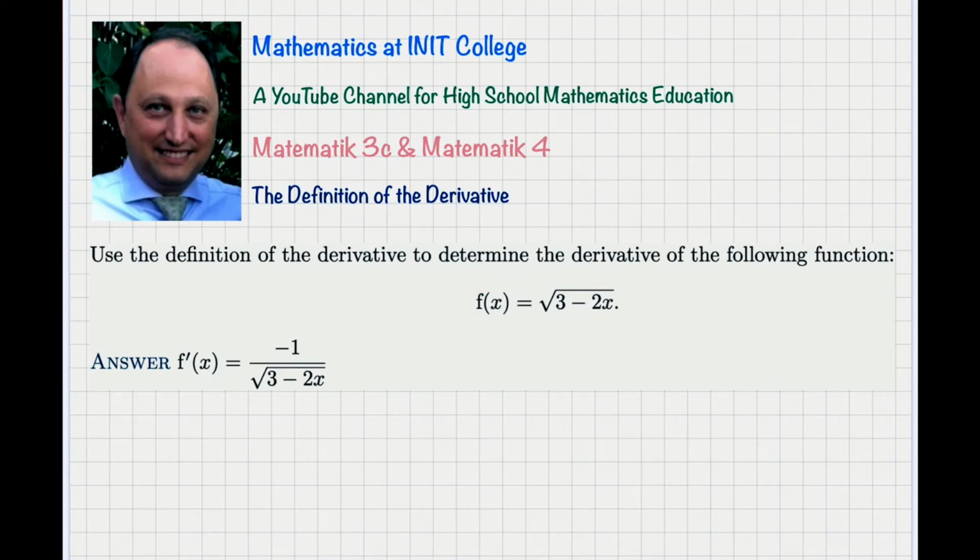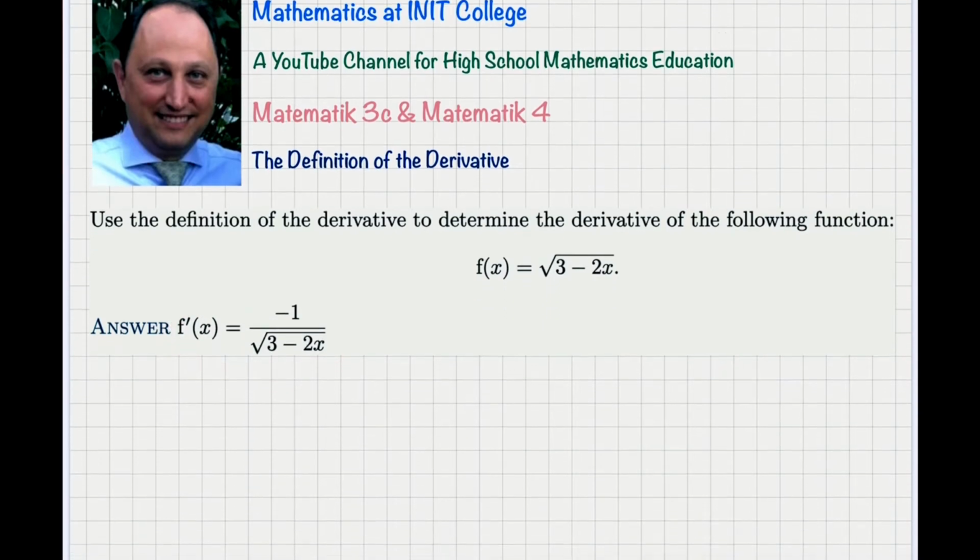I would recommend that you pause the video now and try to solve the problem yourself first. If you do everything correctly, the answer that you will get at the end would be f prime of x equals minus 1 over the square root of 3 minus 2x. Okay, now let us solve the problem.